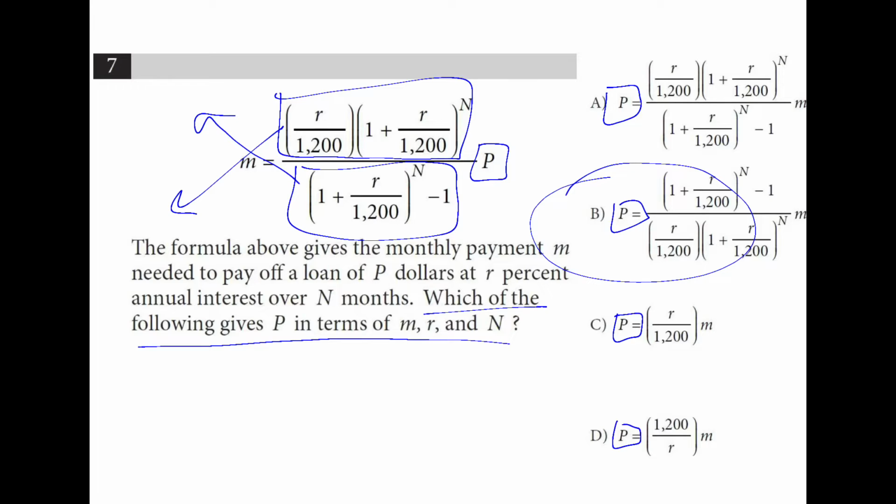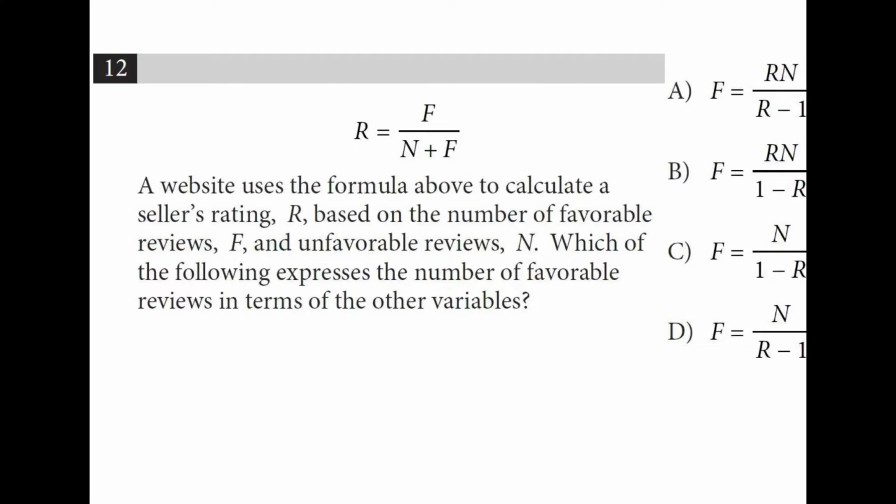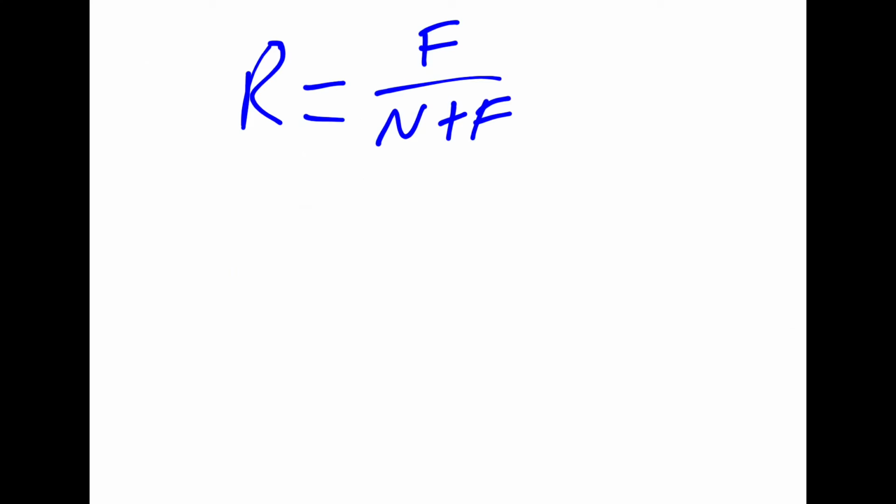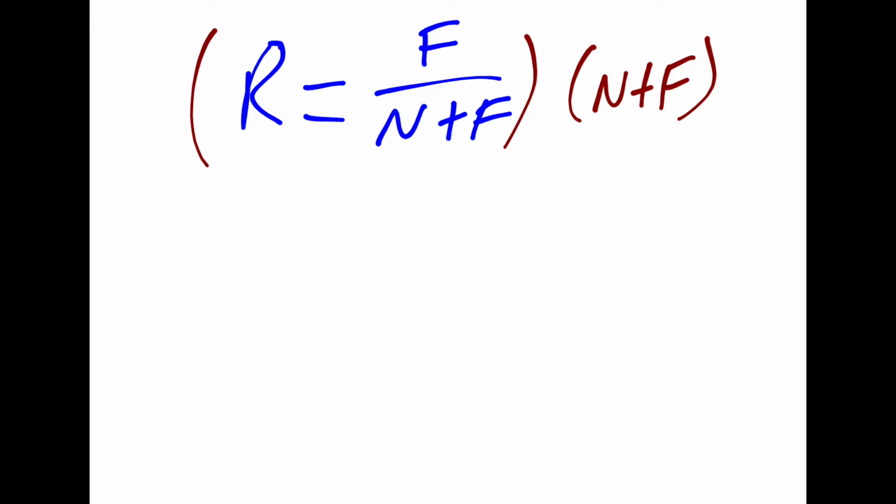No math required. This one we want to solve for f, and there's multiple f's in this equation, so we need to get one f by itself, and then we will have our answer. So the first thing we can do is multiply this entire thing by n plus f. It's pretty much cross-multiplying. On this side, it cancels out, and on the other side, we have this.